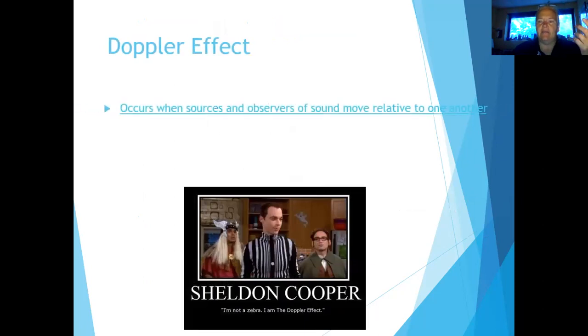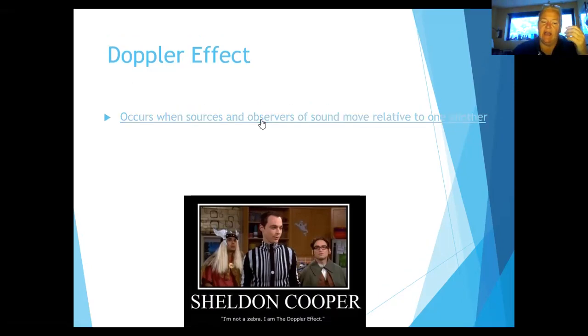Now, another property of sound is the Doppler effect. The Doppler effect occurs when you've got sources and observers of sound moving relative to each other. So we use this a lot in weather. And let's see if I can find the video of the bats.